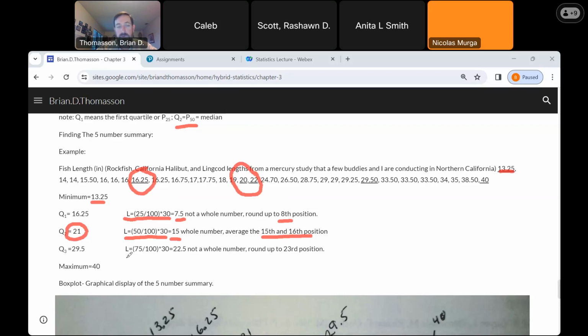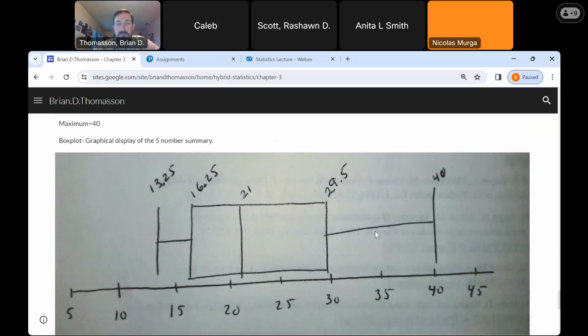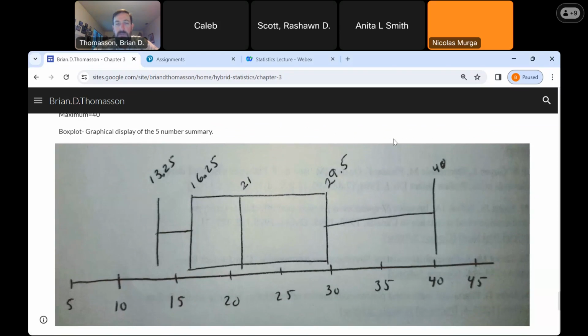And then Q3, we have the 75th percentile. We get 22.5. Since that's not a whole number, we round that up to our 23rd position, which is 29.5. And then finally our max at 40. All right, so that's our five number summary. Now let's see what this box plot is and how this comes into play. These vertical lines are our five number summaries. There's our minimum, 13.25. There's our Q1, Q2, Q3, and Q4, or max, I should say.